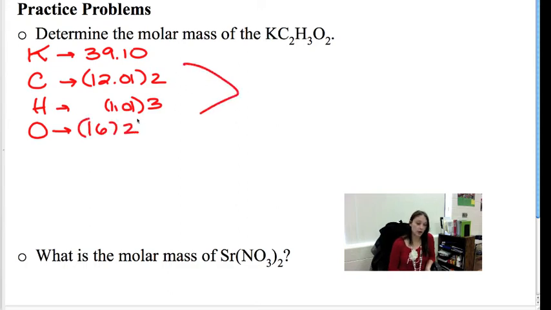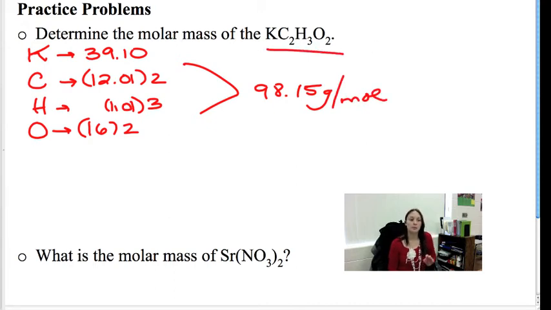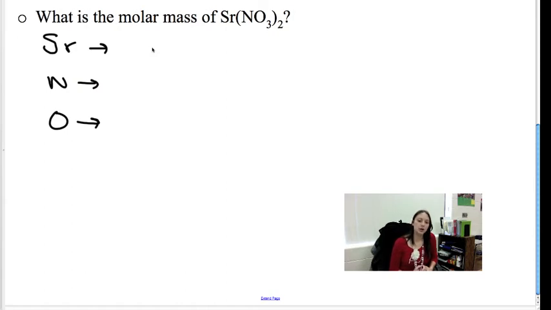And then you take and you add everything up. So 98.15 grams per mole. That would be the molar mass of this compound. So anytime you take grams to moles or moles to grams per compound, you have to figure out how much the compound itself weighs. So I'm going to go ahead here and try this next one.